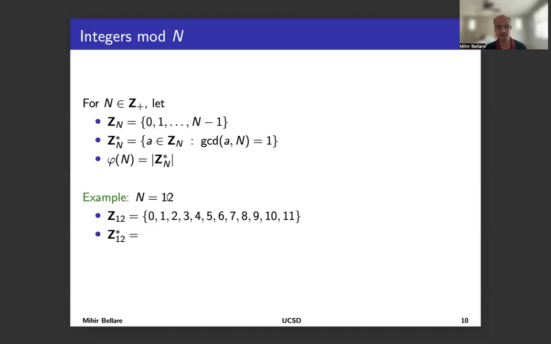For example, if n is 12, Z12 is the numbers 0 through 11. How do we get Z star 12? We look at everything here, and we throw away everything that has a common divisor with 12. Notice we need to throw away 0 because 12 divides 0. 1 is fine. We throw away 2 because 2 divides 12, and also 3 and 4 because they're divisors of 12. And so in the end, what we're left with is these four things. What then is phi of 12 is the size of this set, and that's 4.